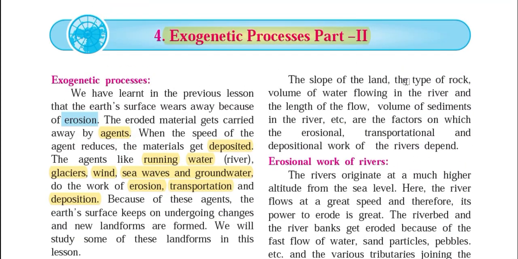The slope of the land, the type of rock, the volume of water flowing in the river, the length of the flow, and the volume of sediments carried by the river are the factors on which the erosional, transportational, and depositional work of a river depends. You might wonder why some rivers only form erosional landforms but not transportational ones, or why some rivers form depositional landforms like deltas while others do not. We will see all this in subsequent sections.